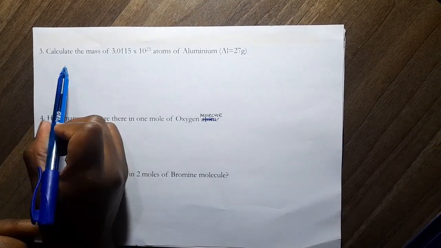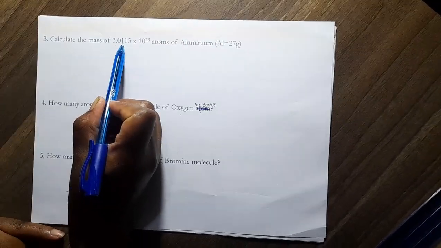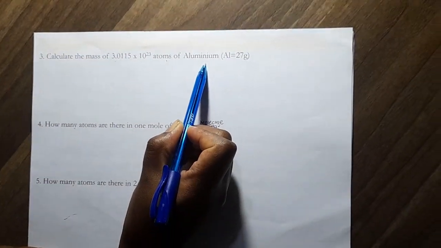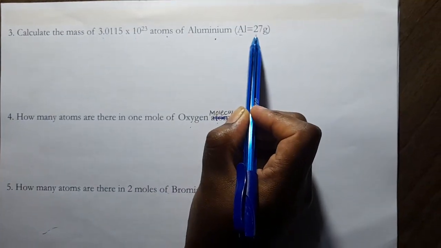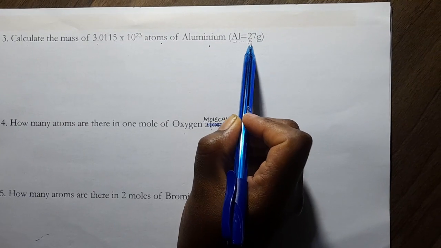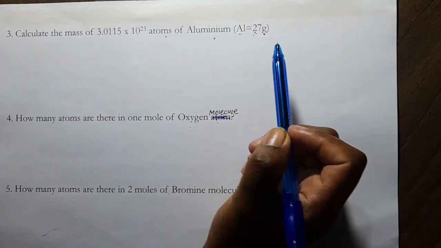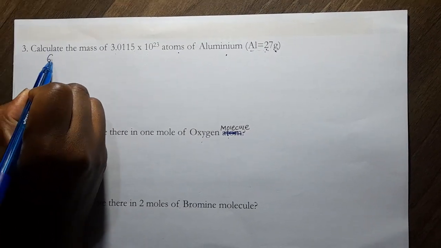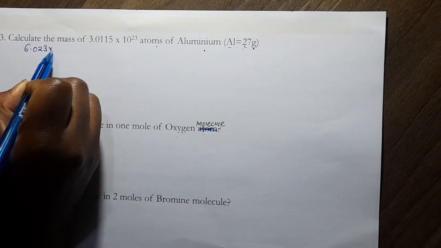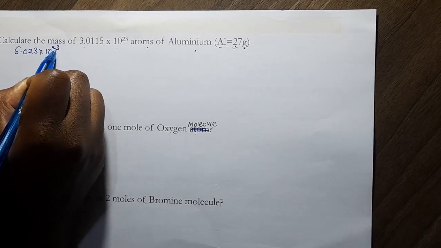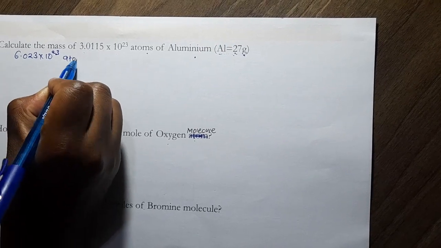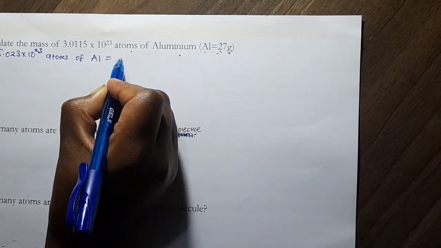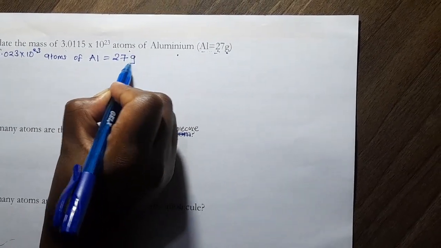So number 3, we are calculating the mass of 3.0115 times 10 raised to the power 23 atoms of aluminium, and in brackets here we have the molar mass of aluminium as 27 grams. So to calculate the mass of this one, we first start from what we know, 6.023 times 10 raised to the power 23 atoms of aluminium is equal to its molar mass, which is 27 grams.